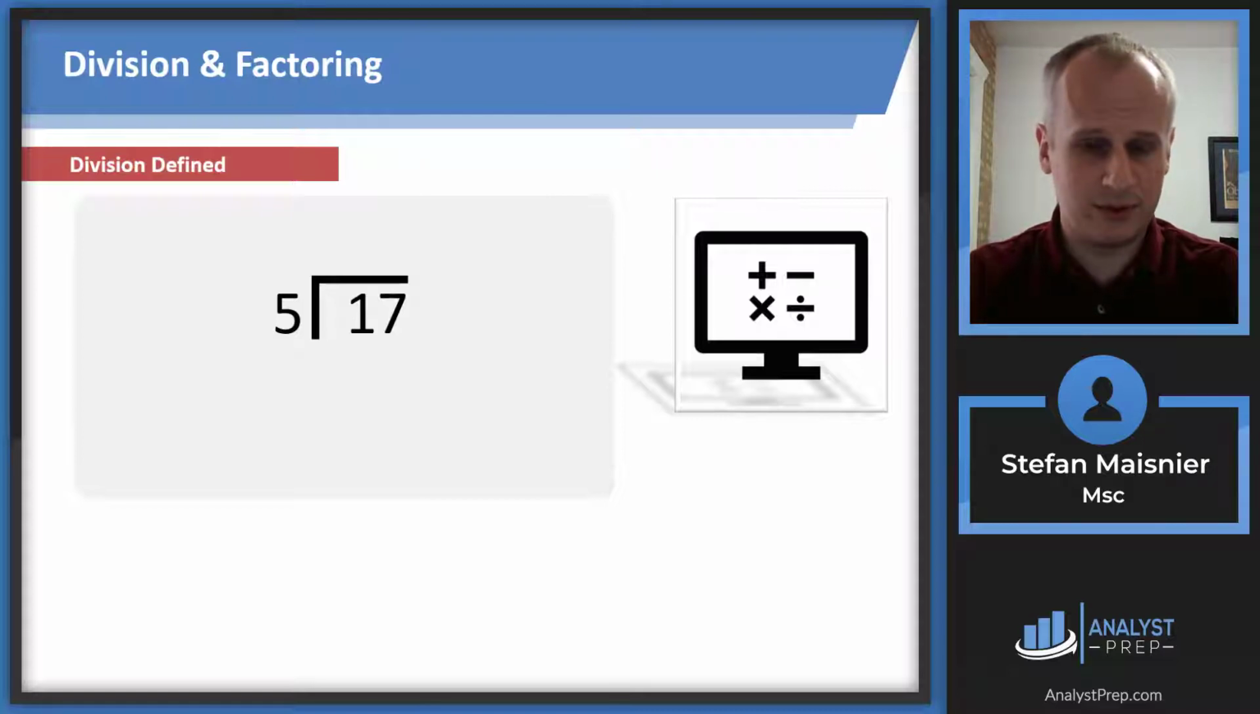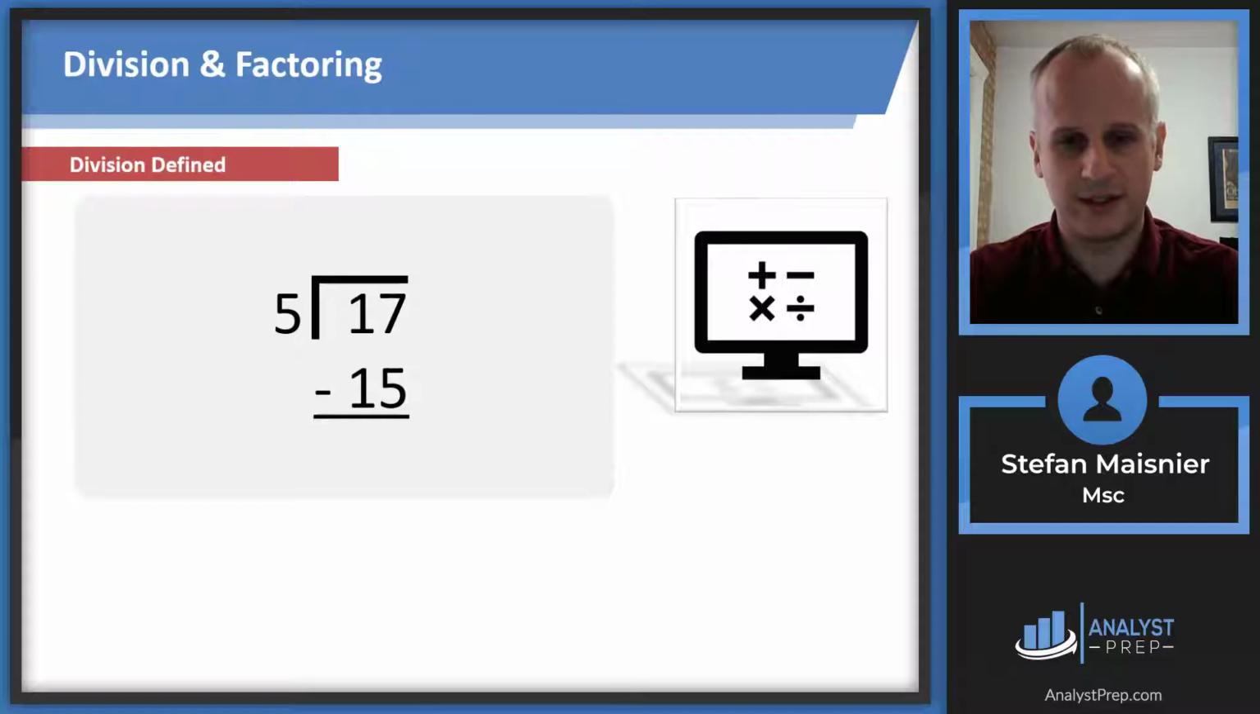The way by which we would process this is we'd say that 5 goes into 17 3 times, and we'd subtract out that 15 that 5 goes into 17 evenly, and then we'd have a 2 left over, which 5 cannot go into, and that would produce a result of 3 remainder 2, because 3 times 5 is 15, and 5 can't go into 2.